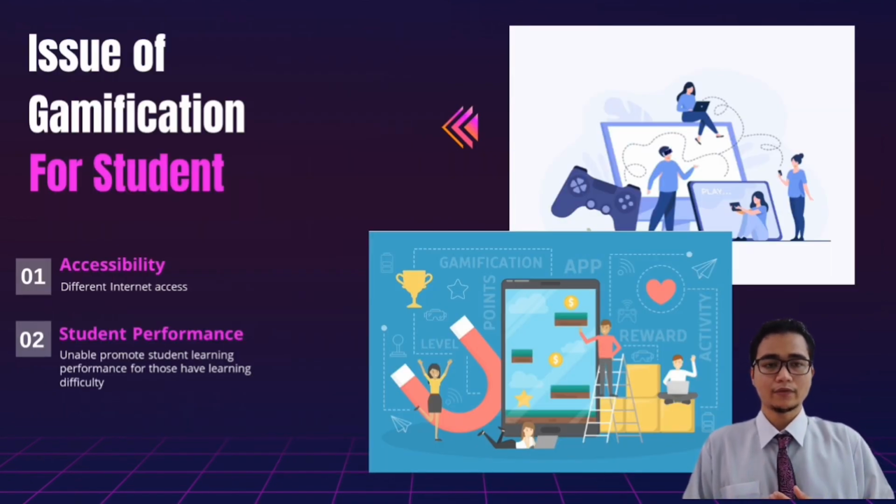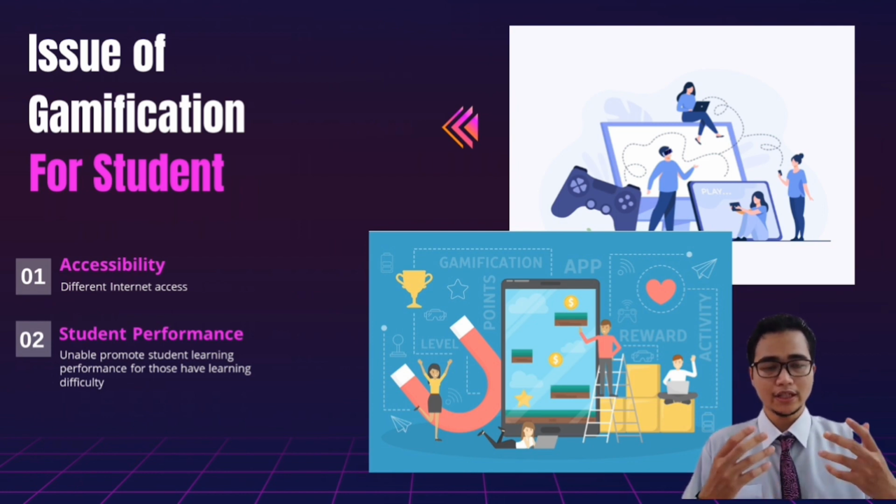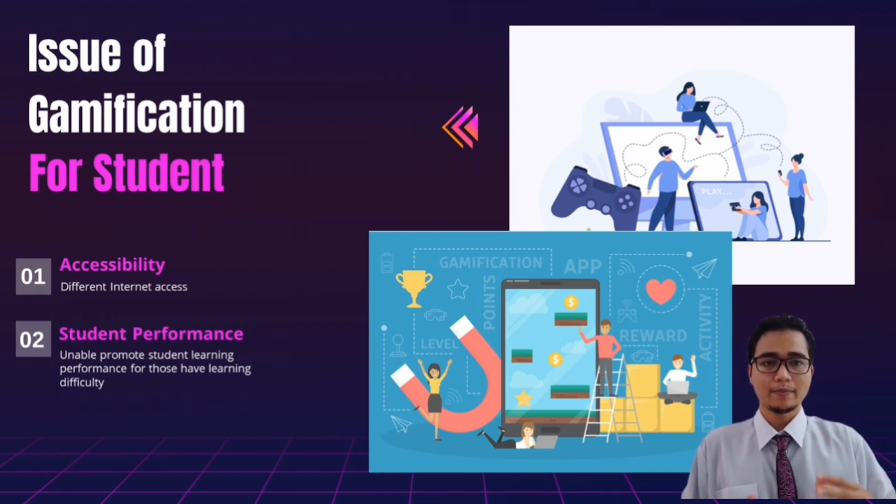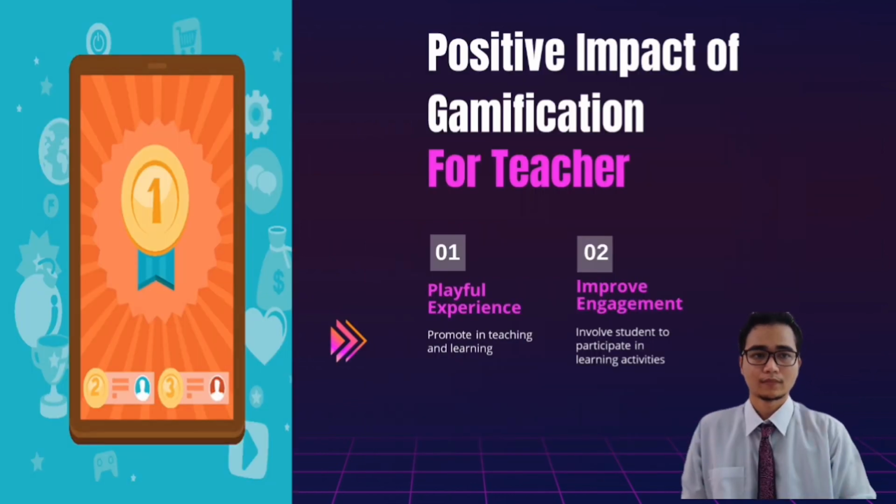Issues of gamification for students. The first issue is accessibility. Students may have different accessibility of the internet. And the second issue is student performance. Applied in gamification only cannot evaluate the student performance because learning difficulty cannot be overcome.